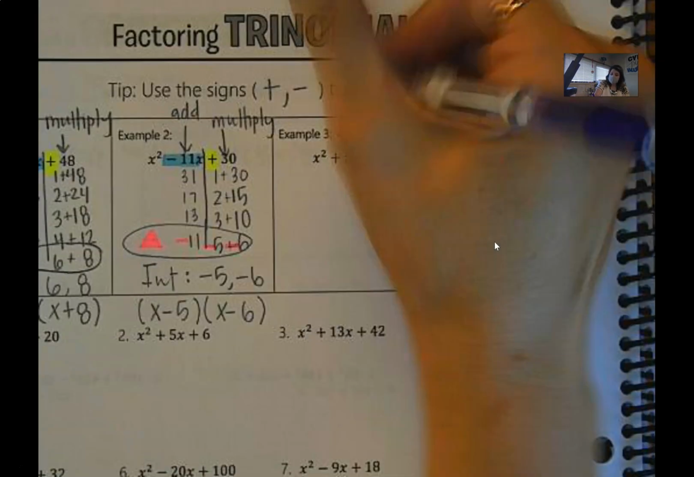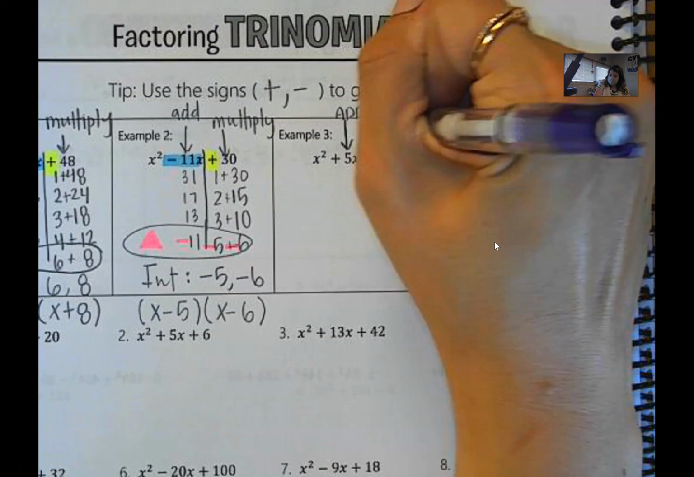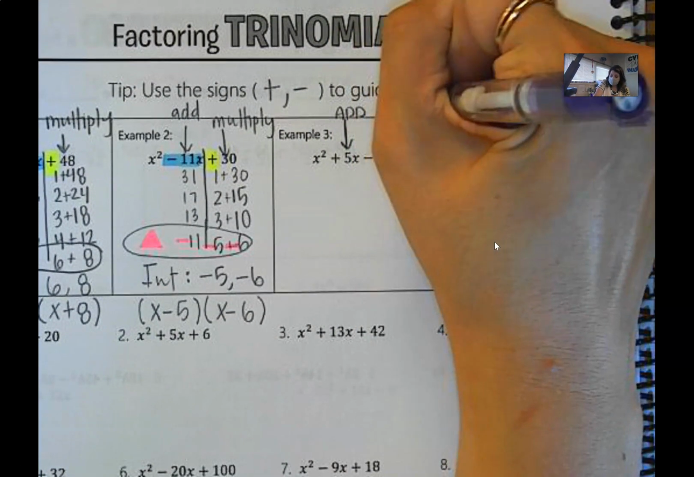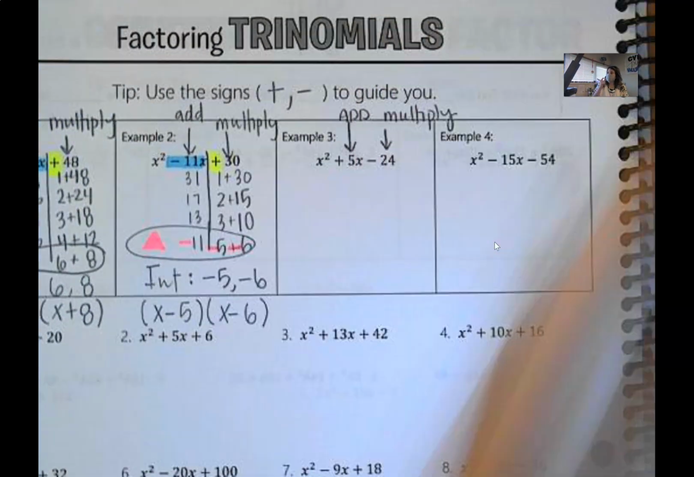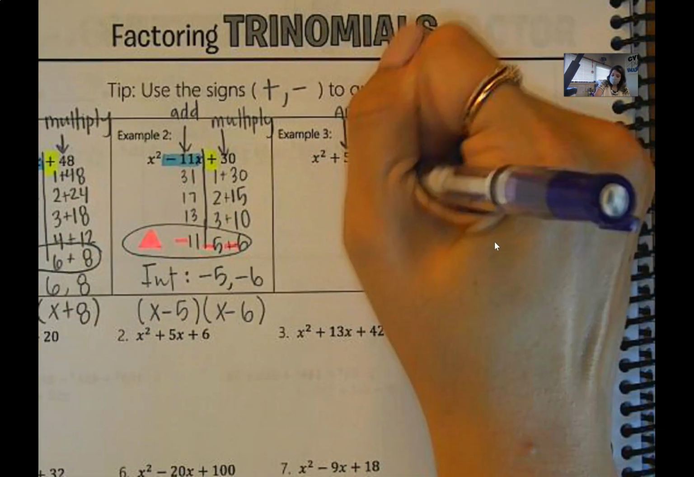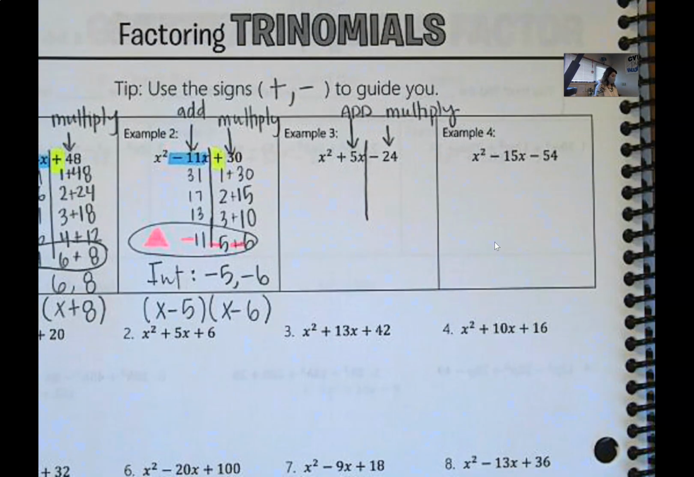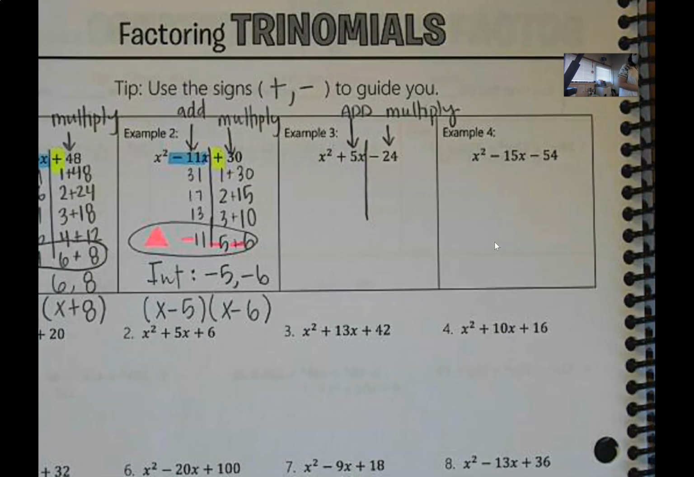So I'm writing on my problems just as a reminder. This middle number is always your add. The third number is always your multiply. It's always, always that way. Okay, step number 1, split the terms, factor 24.